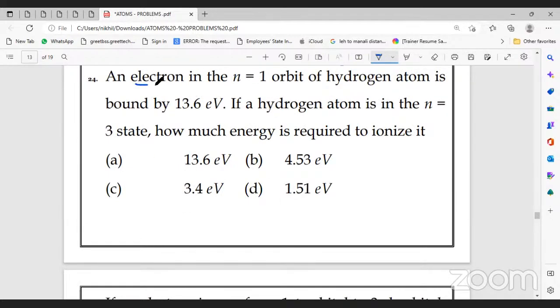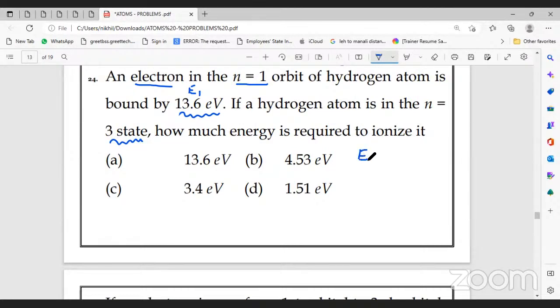There is an electron here. This electron is in the first orbit of a hydrogen atom having an energy of 13.6 electron volt. So this is the energy in the first orbit, that means in the ground state. Now the hydrogen atom is in the n equals 3 state, the third state. How much energy is required to ionize it?